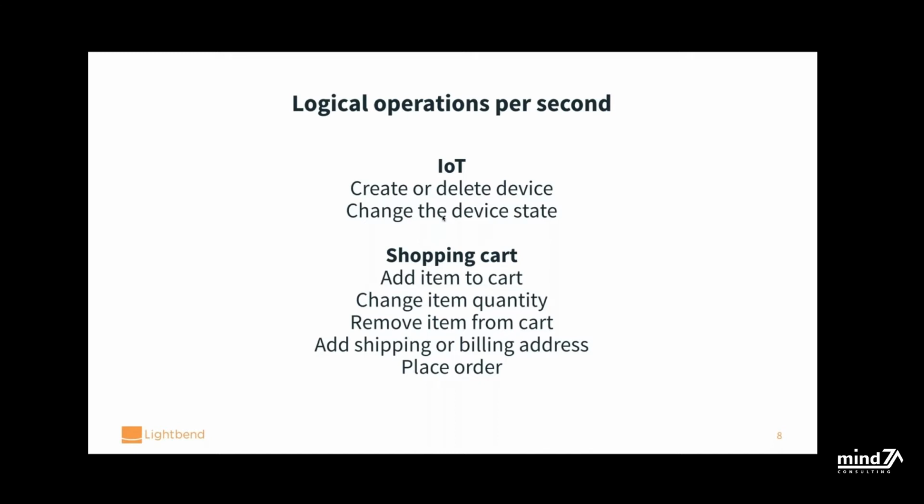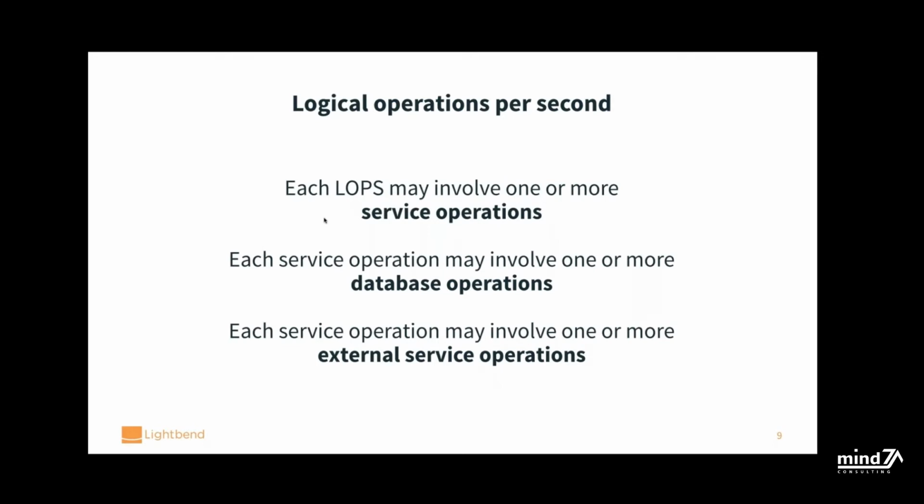Creating an IoT device, changing the state of an IoT device. Those are all logical operations. And of course, these operations can involve multiple things that the system has to do in order to process them. Like it could involve one service invoking processing on another service. It could involve non-trivial database operations. It could also involve accessing external services via APIs or something like that. So these logical operations are pretty inclusive of the types of things that actually happen internally in the system itself.